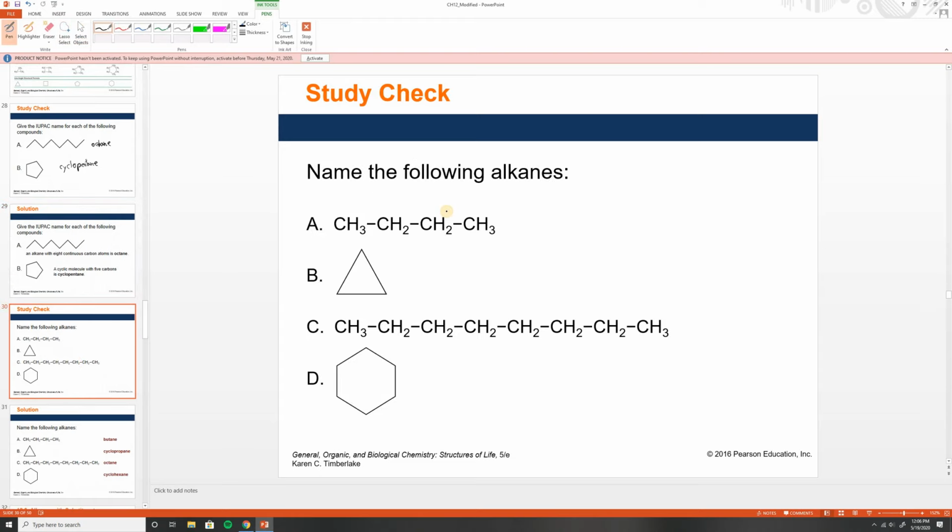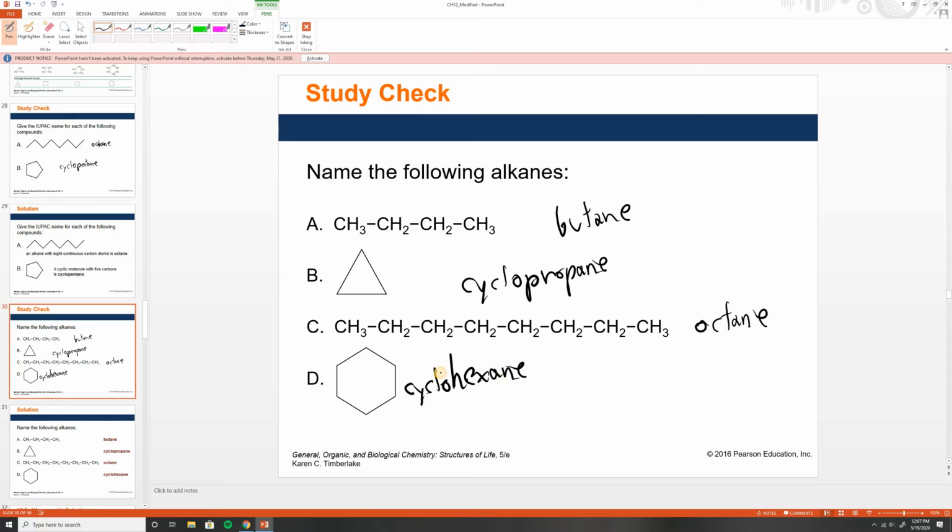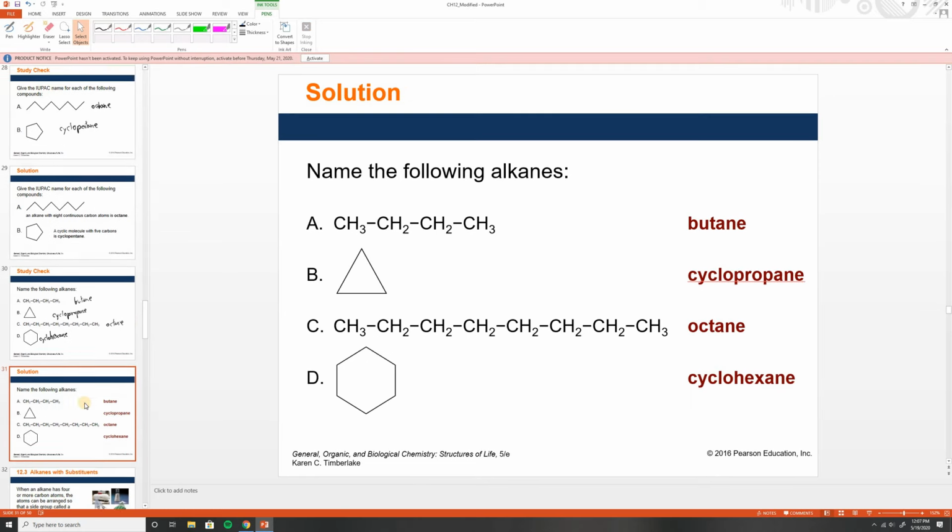So we are going to name the following. All right. So here you have CH3, CH2, CH2, CH3. So there's 1, 2, 3, 4. So we know that's but, and it is butane. This is, we saw this already, it goes in a ring, cyclopropane. And then we have this long one, we can just count up the carbons. 1, 2, 3, 4, 5, 6, 7, 8, and it is octane. This one is a hexagon, cyclohexane. Okay, good. So, yeah, that's it for that.